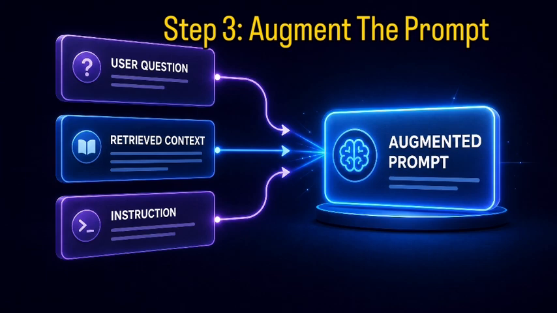The important point is that the large language model is not automatically learning these documents permanently. The documents are being supplied as temporary context for this particular request. This is one reason RAG is different from fine-tuning. Fine-tuning changes model behavior through additional training, whereas RAG keeps the model mostly the same and gives it relevant information at answer time.